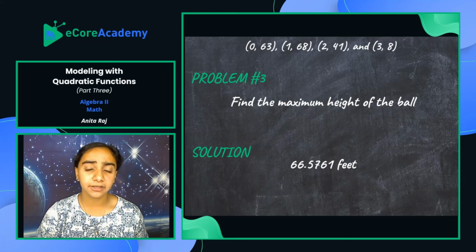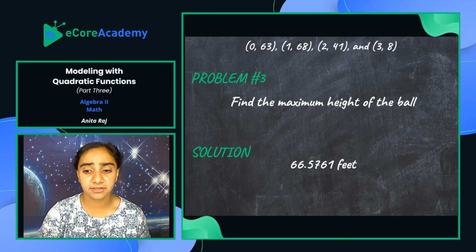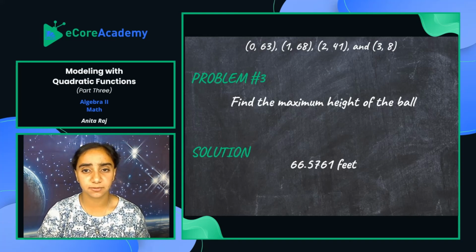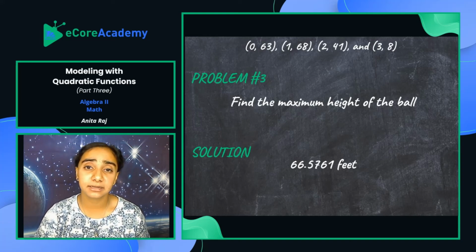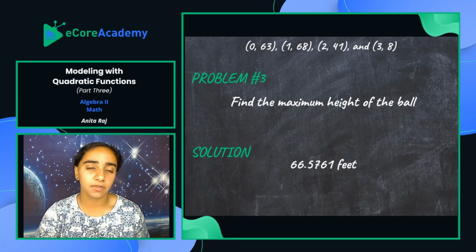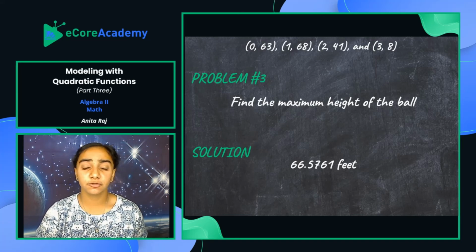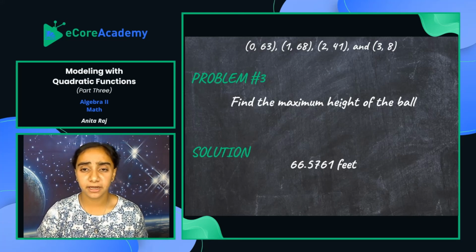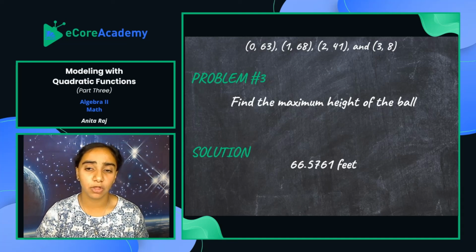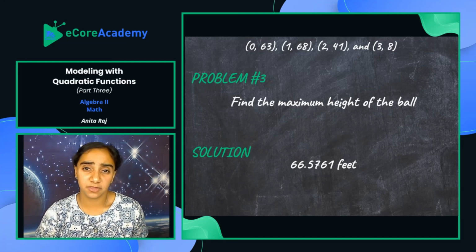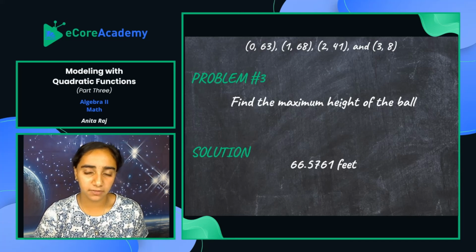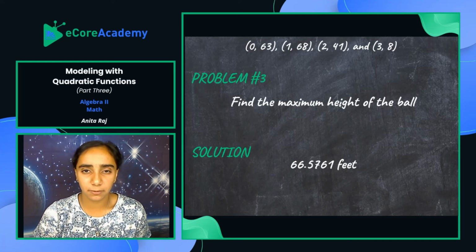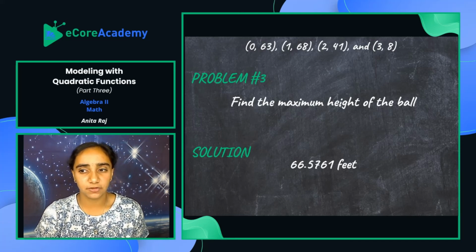However, your calculator is basing it off of the model that it found. So that's why you got a different answer, which is 66.5761 feet. Remember, it's an approximation. With real world scenarios, nothing's going to be perfect. Nothing is going to have a perfect parabolic path. So that is why your calculator gave you a different answer than 68 for maximum height, even though it is smaller than one of the points that we were given at the beginning of this problem. So if you're confused about why we got that answer, that's the explanation.